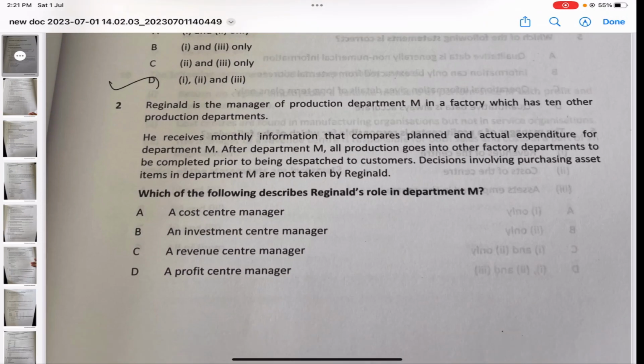Reginald is the manager of production department M in a factory which has 10 other production departments. So he is the manager of the production department. He receives monthly information that compares planned and actual expenditure. So comparing a planned with actual is the controlling procedure. We have discussed that. After department M, all production goes into other factory departments to be completed prior to being dispatched to customers. Decisions involving purchasing asset items in Department M are not taken by Reginald. Which of the following describes Reginald's role in Department M?